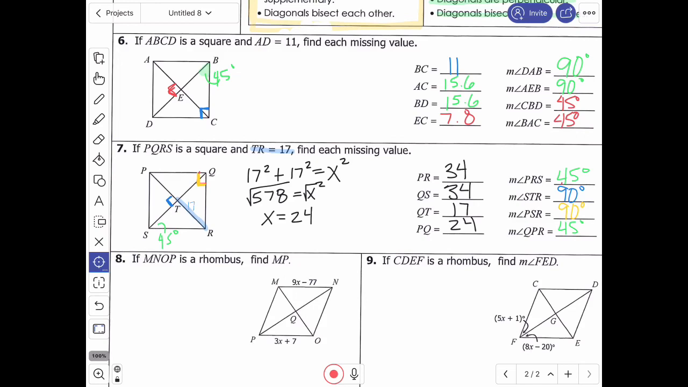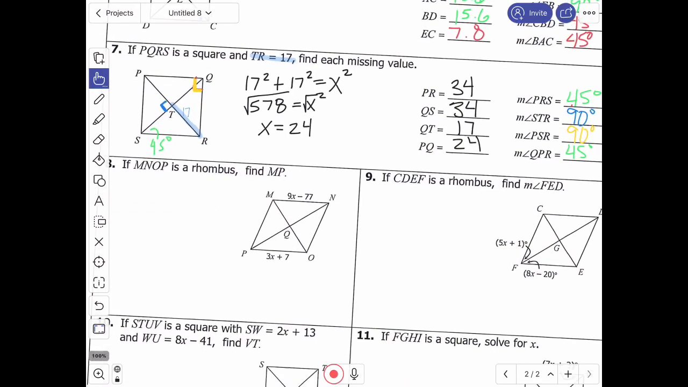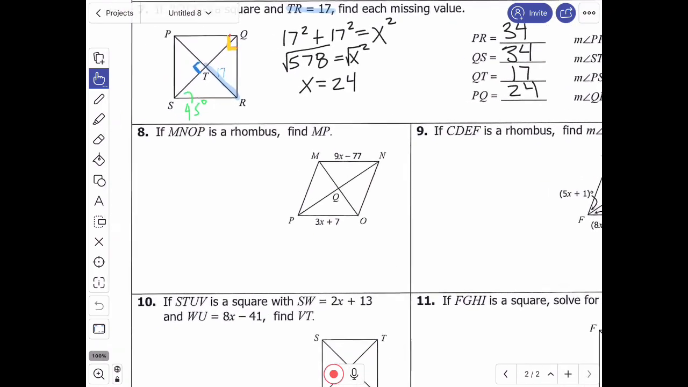Okay? So now for 8 and 9. 8 and 9 are actually rhombus questions. So if you want to try those really fast on your own, without me, to see what you remember, then come back to the video.